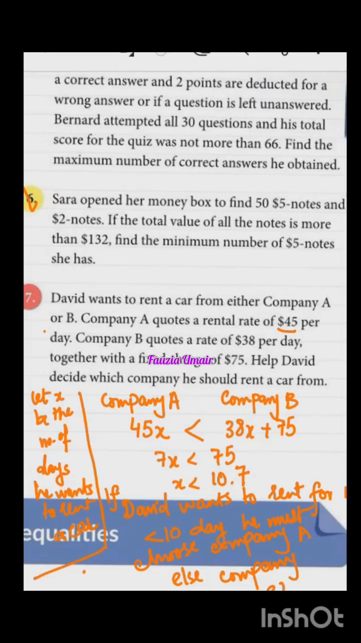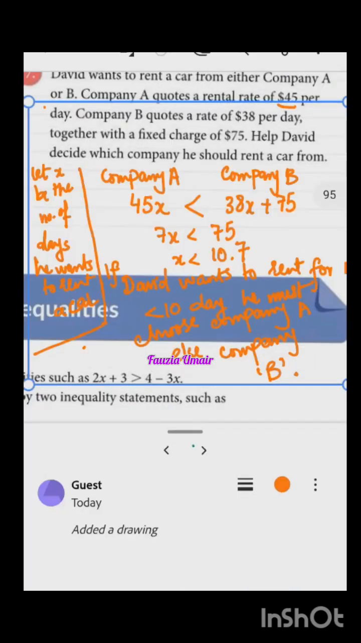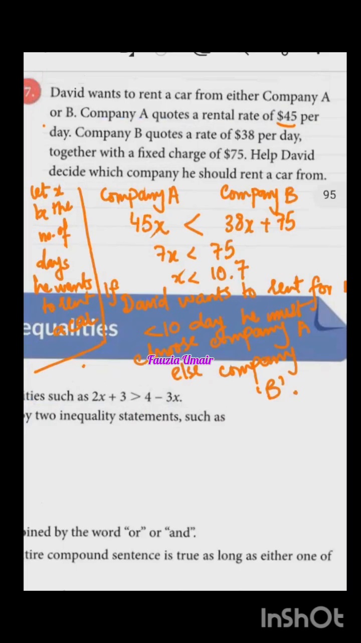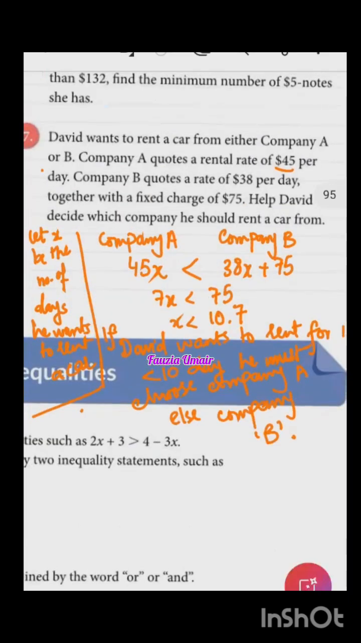All right. So let's go back again. Because the number of days is not mentioned in this situation, rather they are telling us that David wants to rent a car from either company A or B. Company A quotes this and company B quotes that. Now the problem in this question is that they are not telling us how many days he wants to rent a car. It's only written to help David decide which company he should rent a car from.